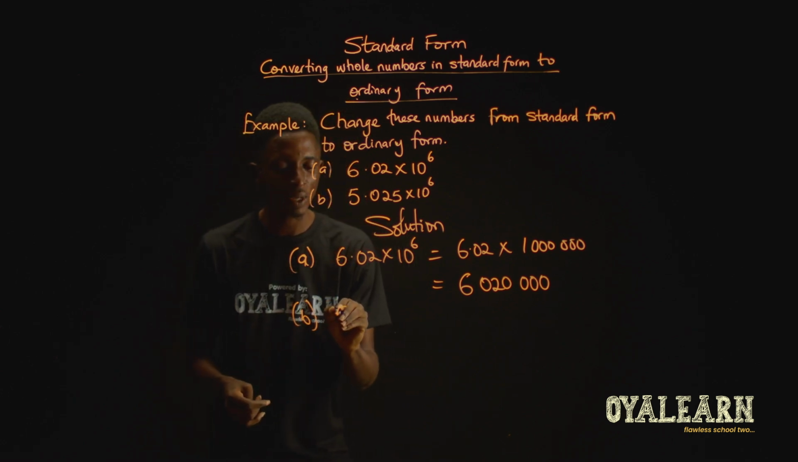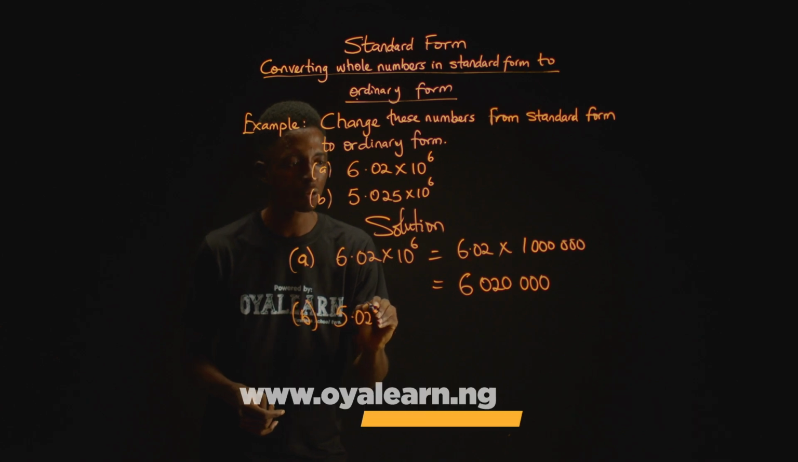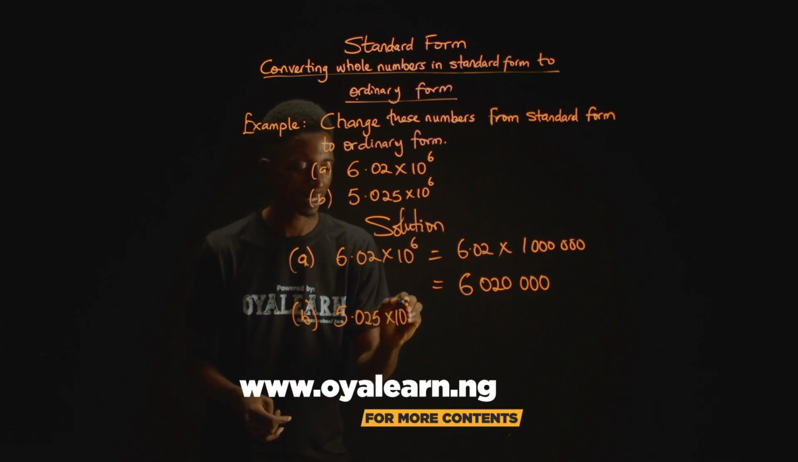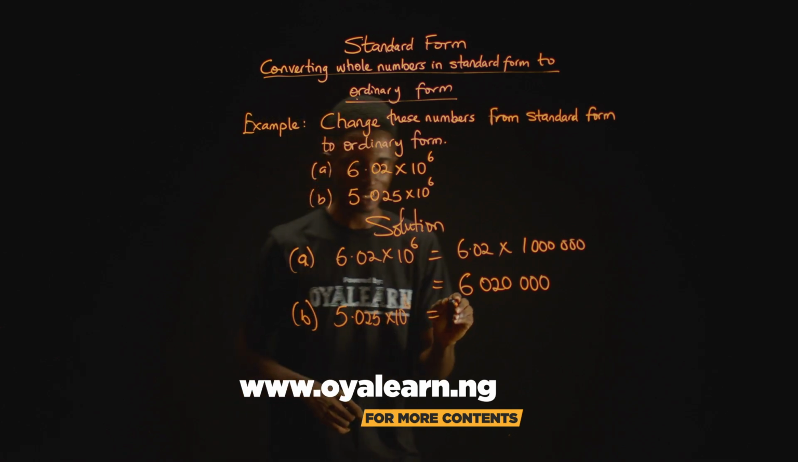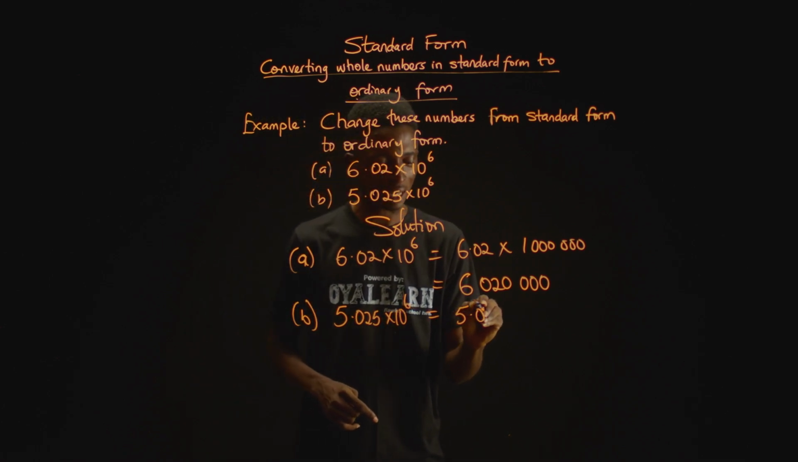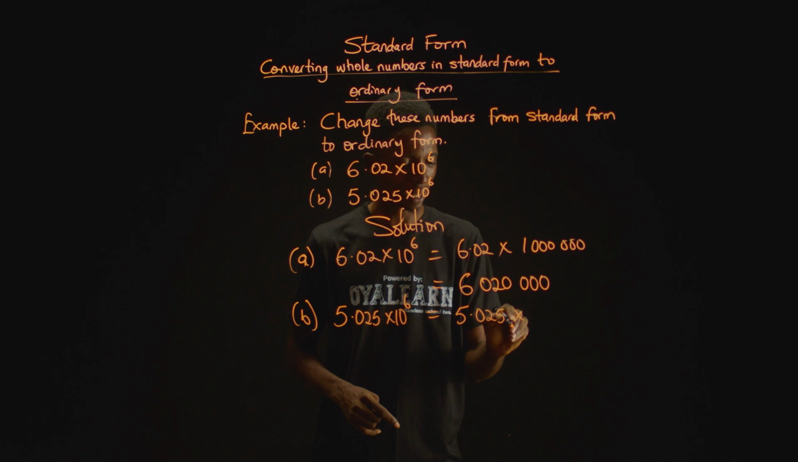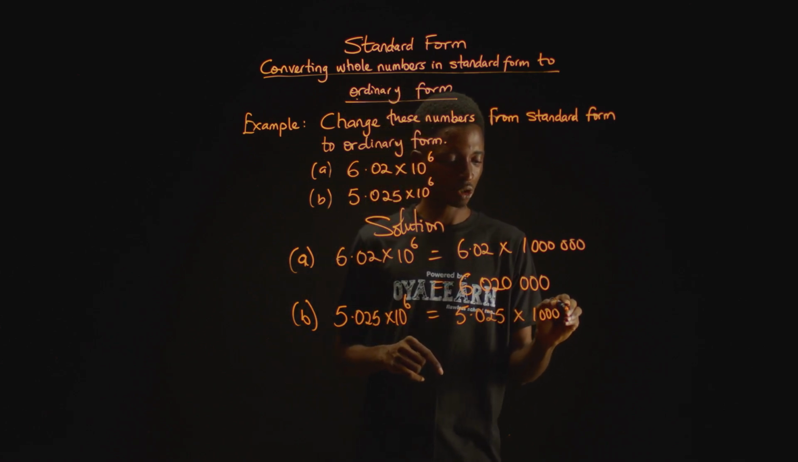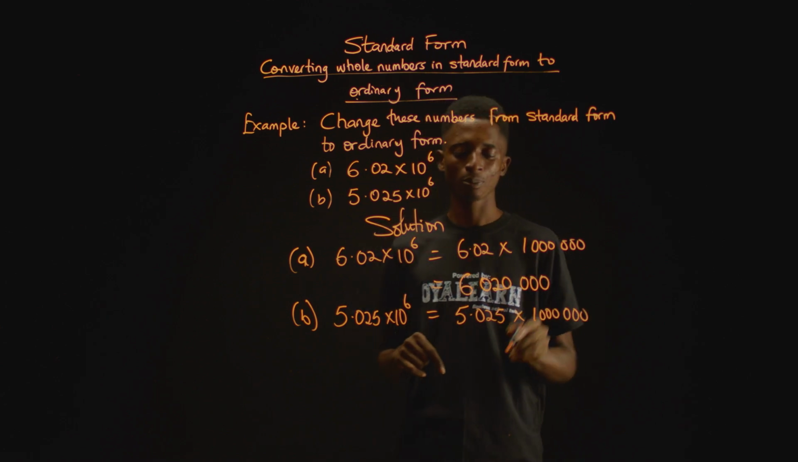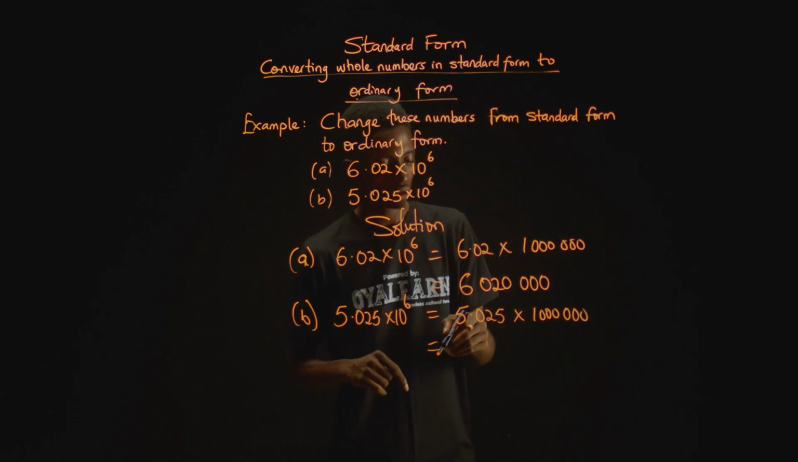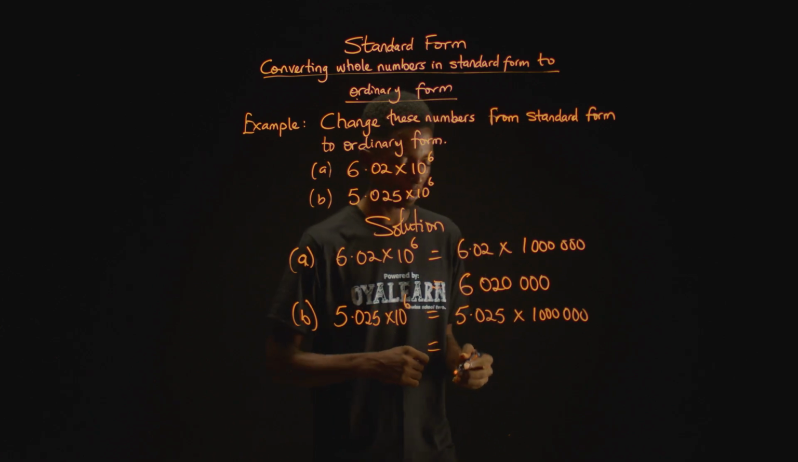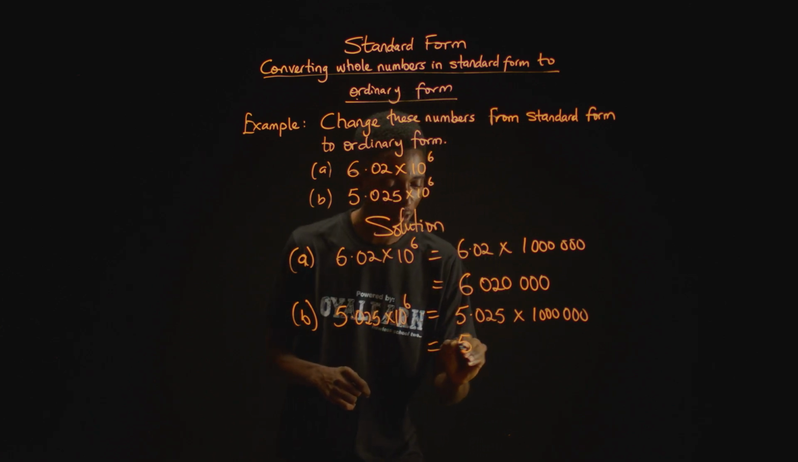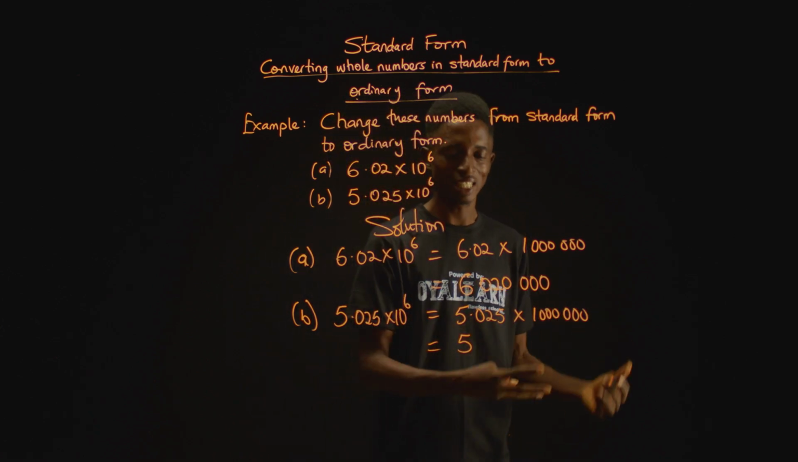For question B, we have 5.025 multiplied by 10 raised to the power 6. That is, we have 5.025 multiplied by, now 10 raised to the power of 6 would give us also 1 million. Now, to express this in normal form, we will then have 5 followed by 6 digits.